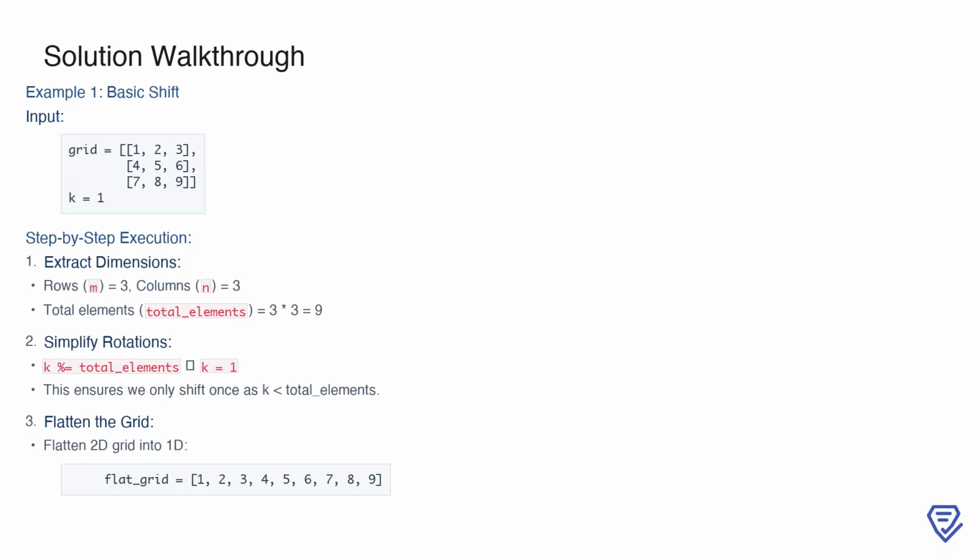After this, we flatten the 2D grid into a 1D array to make shifting easier. This gives us a linear representation of the grid as 1, 2, 3, 4, 5, 6, 7, 8, 9. The flattening process allows us to visualize the grid as a single sequence of numbers, which simplifies the shifting operation.